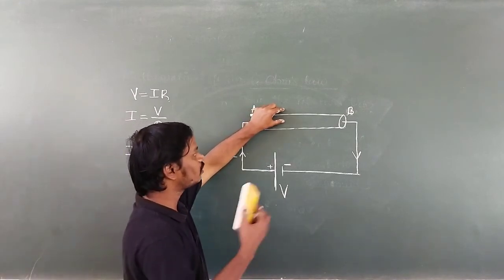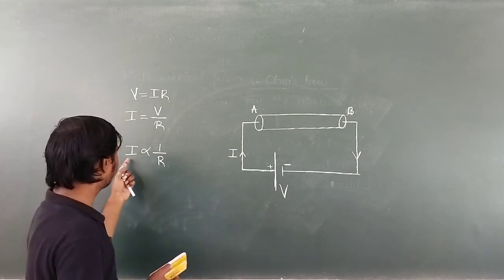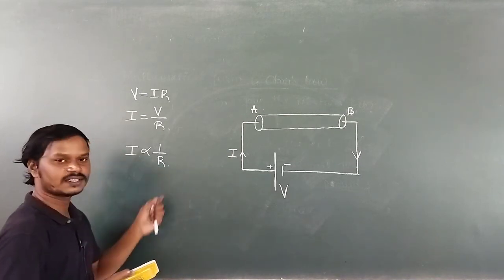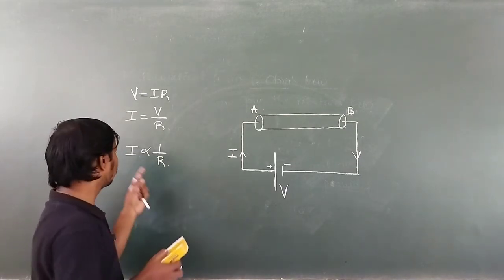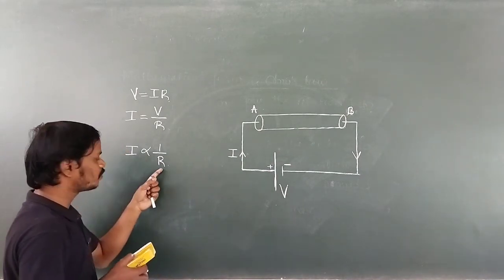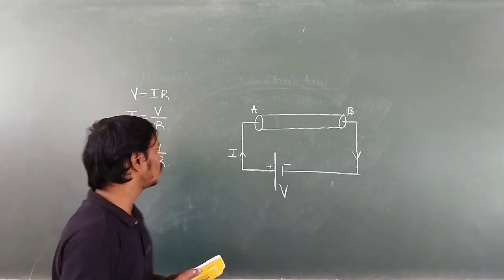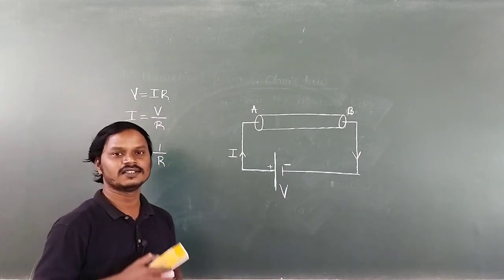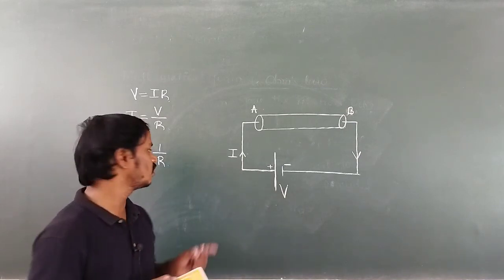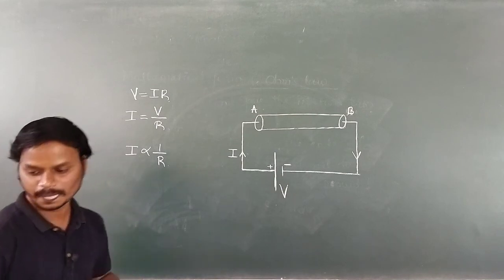As the resistance of the conductor keeps increasing, what happens to the current? It keeps decreasing, because the current and resistance are inversely related. So what is the relation between current and resistance? The current is inversely proportional to resistance. Okay, so this is all about Ohm's law. Then in the next class we are going to discuss what is resistance and what is the SI unit of resistance.